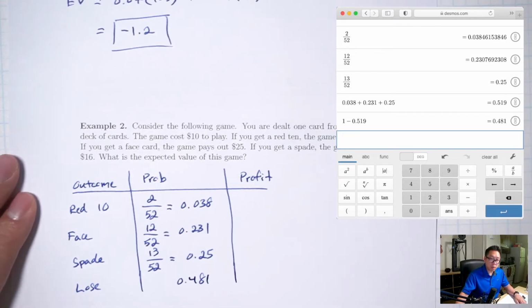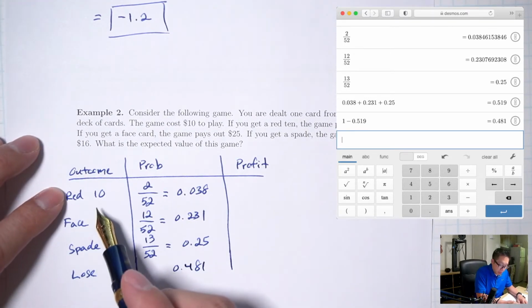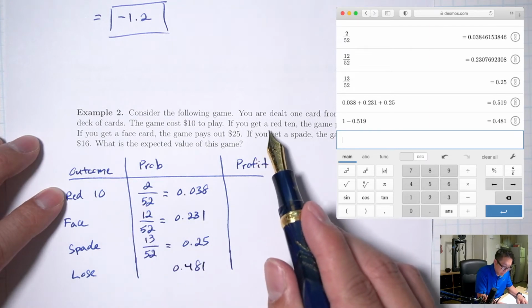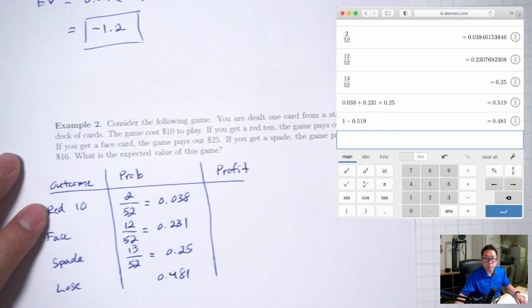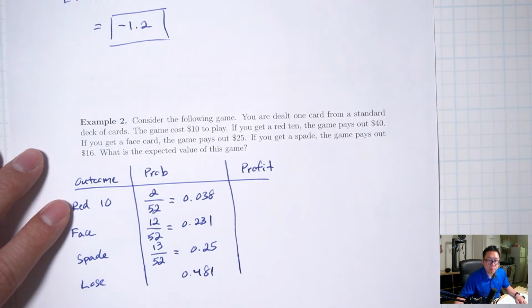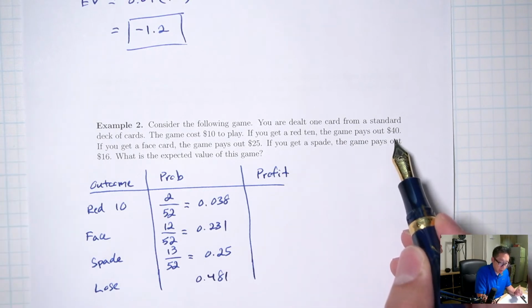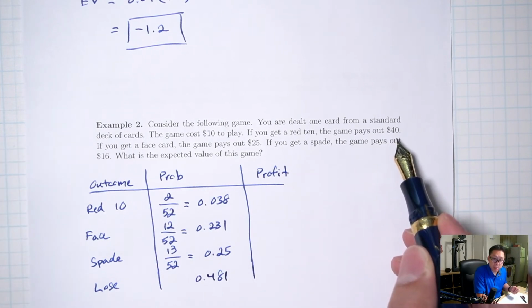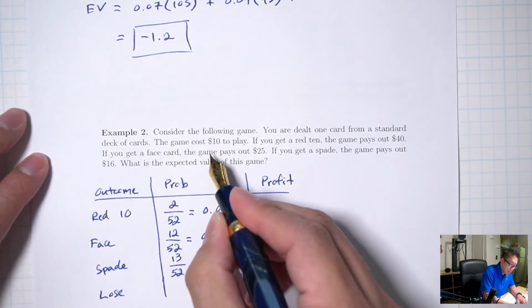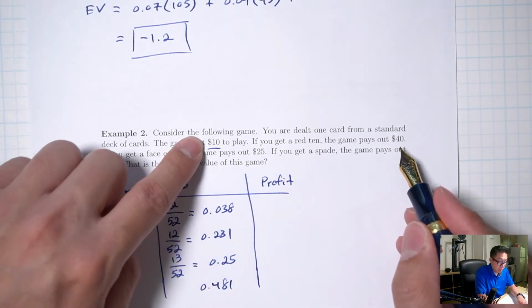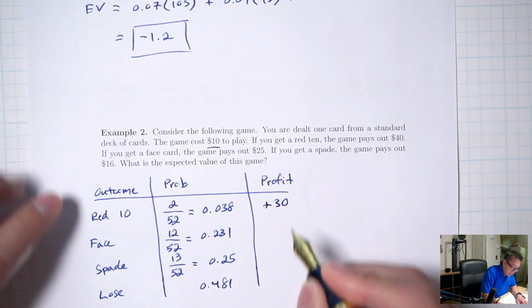All right, so now let's talk about the profits. If you get a red 10, you win $40, but keep in mind that you have to subtract off what you paid to play. So $40 minus the $10 to play. So 40 minus 10 is plus 30. So plus 30 for the red 10.